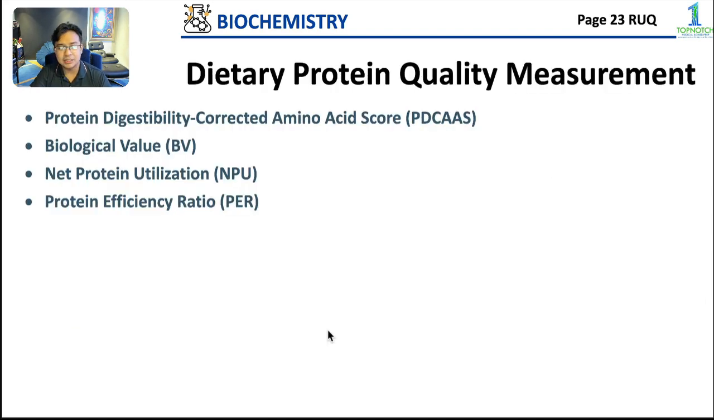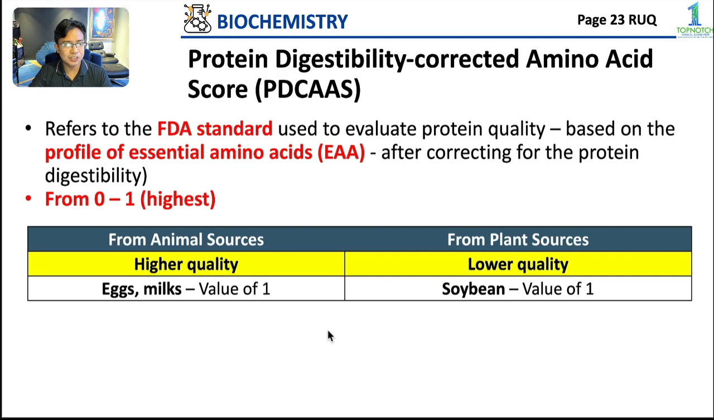Now, the quality of protein is based on the amount of amino acids and type of amino acids present that can be measured via the following parameters. PDCAAS, termed as protein digestibility corrected amino acid score, BV or biological value, NPU or net protein utilization, PER or protein efficiency ratio. Now, PDCAAS refers to the FDA standard used to evaluate protein quality based on the profile of your essential amino acids. Zero is the lowest, 1 being the highest.